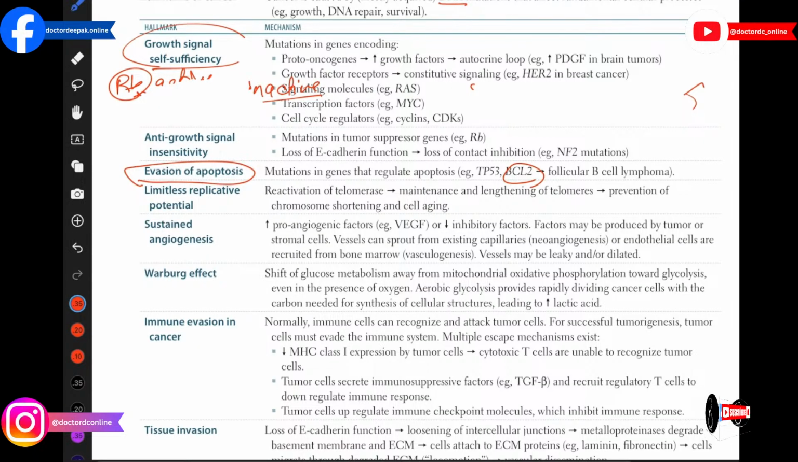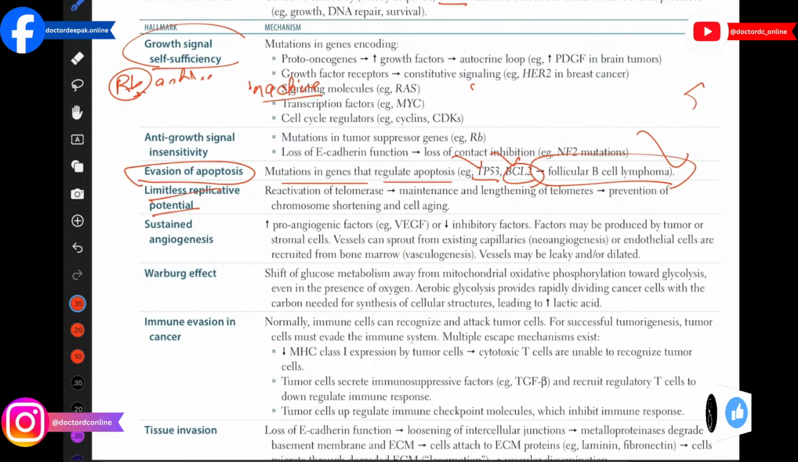The same happens with mutations in genes that regulate apoptosis, such as BCL2 and TP53 defects, and it will result in follicular B-cell lymphoma. The cell will not go through the death process and will start growing, and it will result in cancer. Then comes limitless replicative potential.